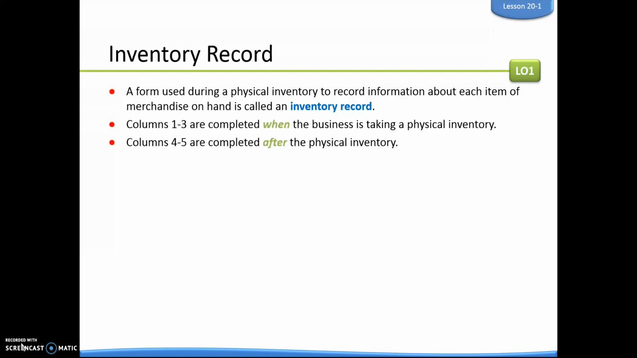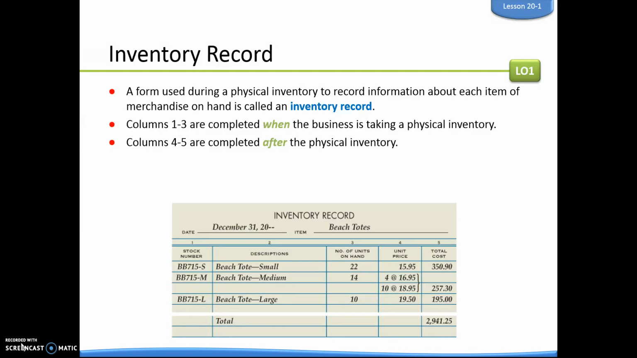So, an inventory record is a form that's used during a physical inventory to record information about each item of merchandise that they have on hand. So this is what it looks like, an inventory record. We obviously have the date, and then this is the item. So for these beach totes, we have three different types of beach totes.